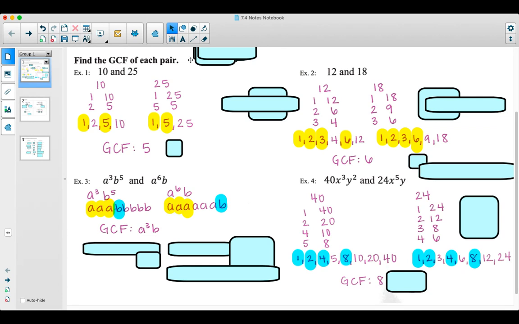Now let's look at our variables. I'm comparing x to the third and x to the fifth. I want to see what they have in common or what they share. So x to the third is going to be what they share. And if I'm comparing the y's, I think I want to take the lower exponent. I have y squared and y to the first. I want to take the lower, y to the first, because that's how many they share. So my GCF is 8, x to the third, y to the first.